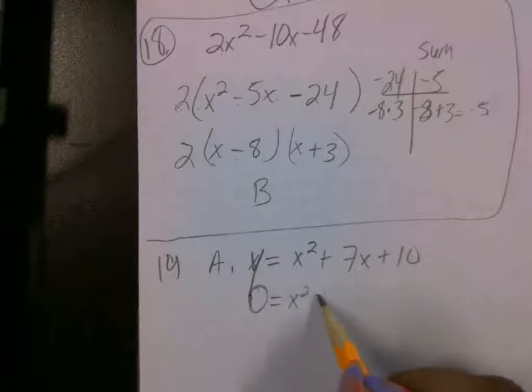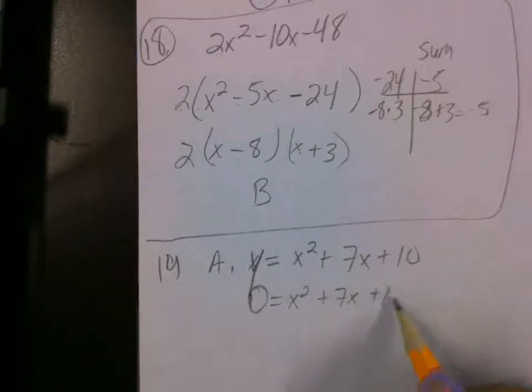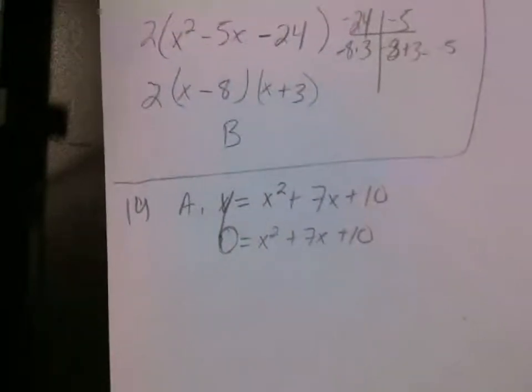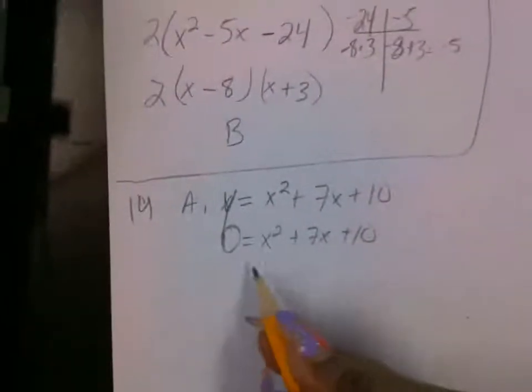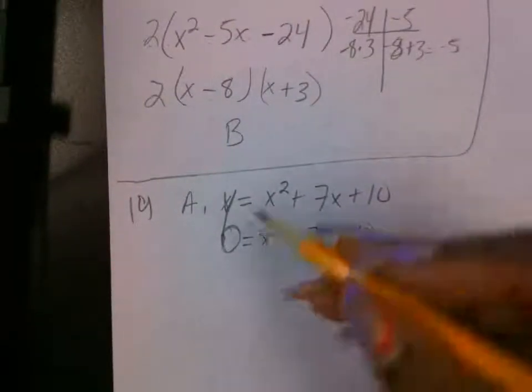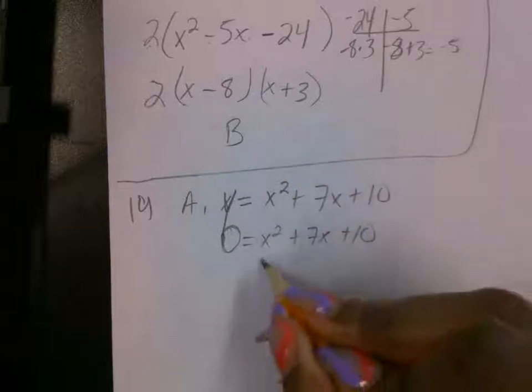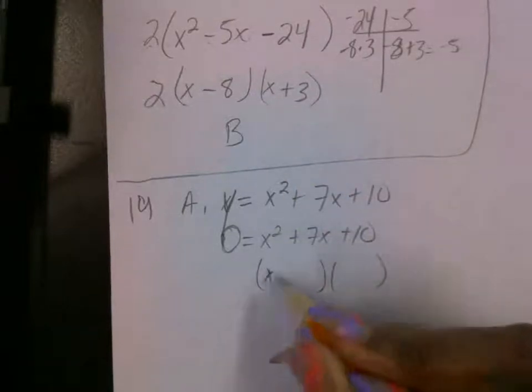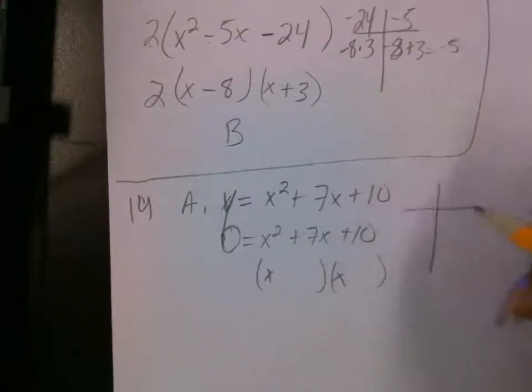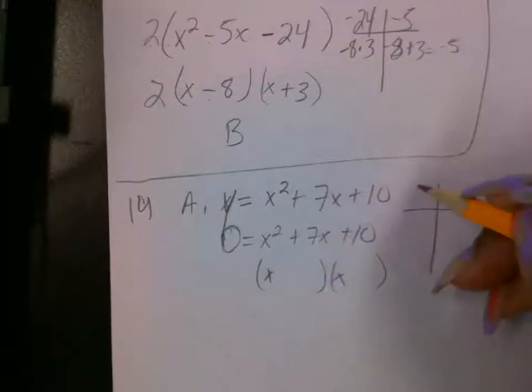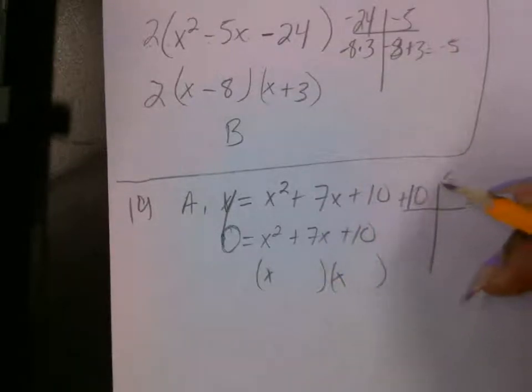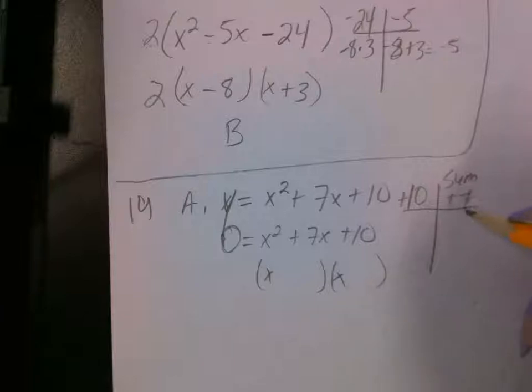X squared plus 7x plus 10. So you're going to look for a GCF. There's no GCF other than 1. There's a 1 up front here, so you're going to have binomials with x in each, and you're going to make a t-chart. Multiply the first and last, that's going to be a positive 10. Sum of the middle number, a positive 7.